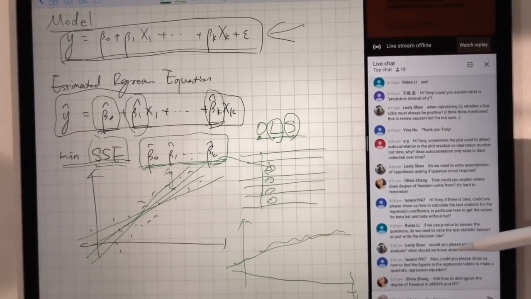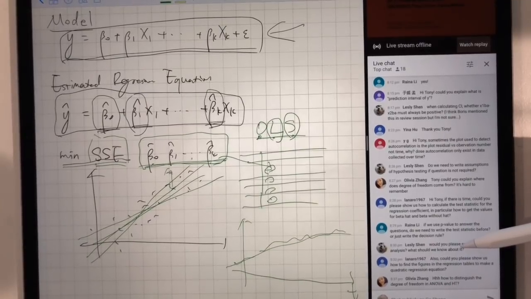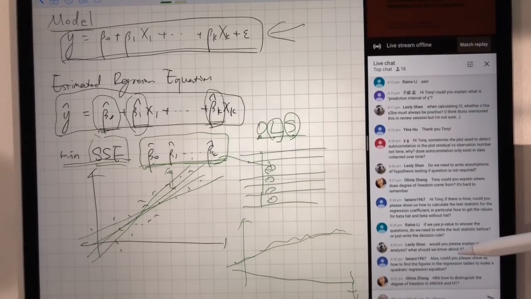What should you know about it? You should know what trend analysis is. That's enough. You know what I mean? Yes, come on. Okay.